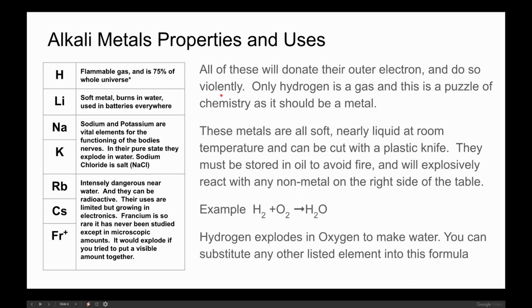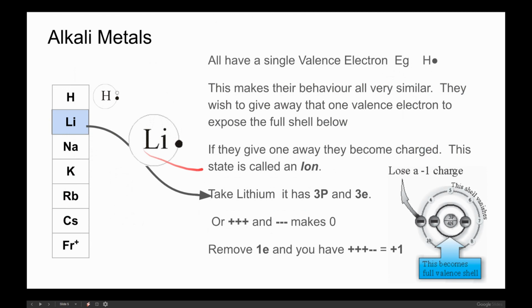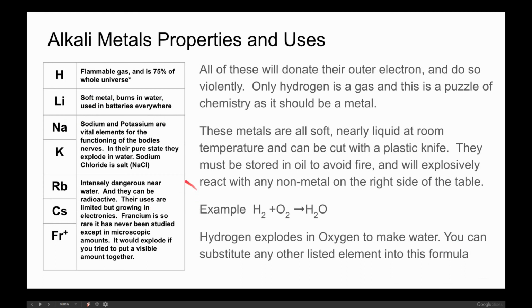Now, the part that puzzles us is that all of these are metals with the exception of hydrogen. If I go backwards here, hydrogen is the only gas on this side of the table. And they don't know why hydrogen is a gas. And they've tried to see if they can make a metal version of hydrogen. Lithium, sodium, and potassium are metals that if you chuck them into water, they explode.